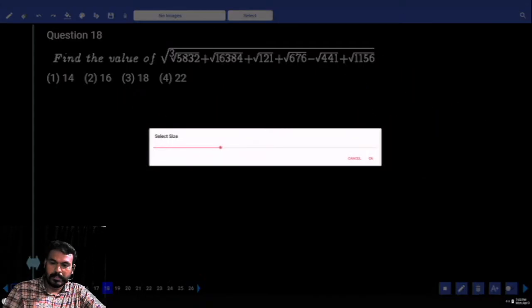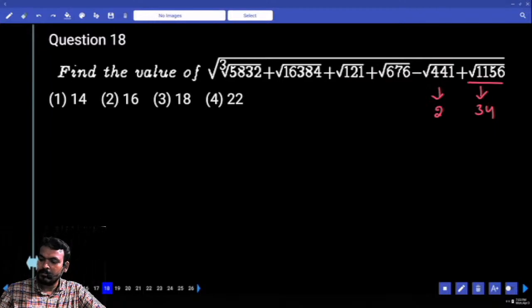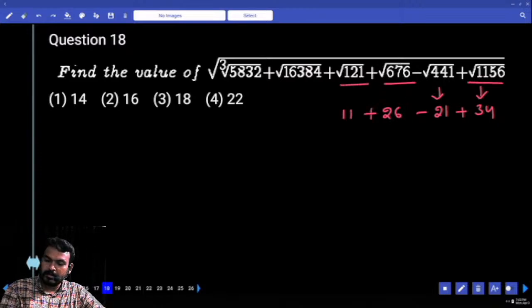18. First priority, last term or not? Square root of 1156, 34. Square root of 441, 21. Square root of 676, 26. Square root of 121, 11. Square root of 16384, 128.